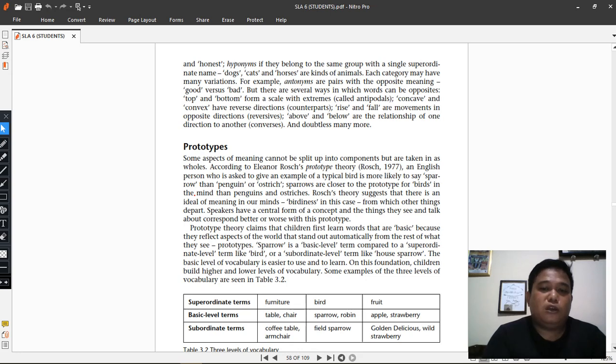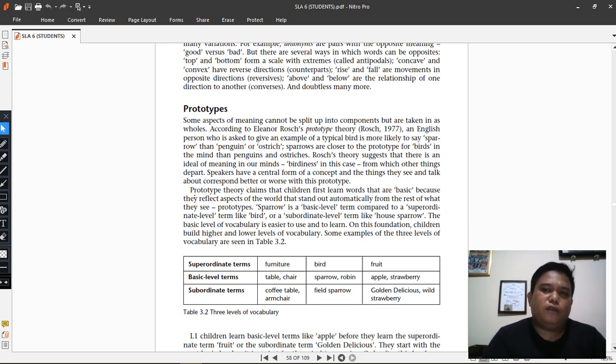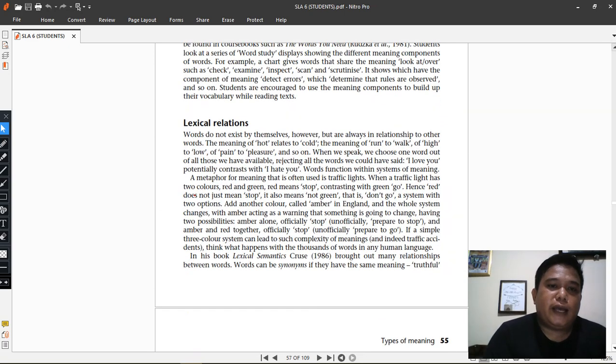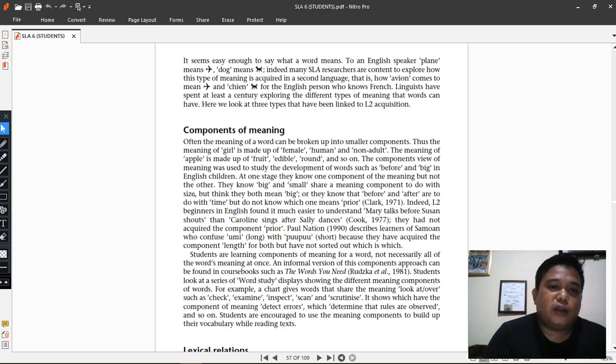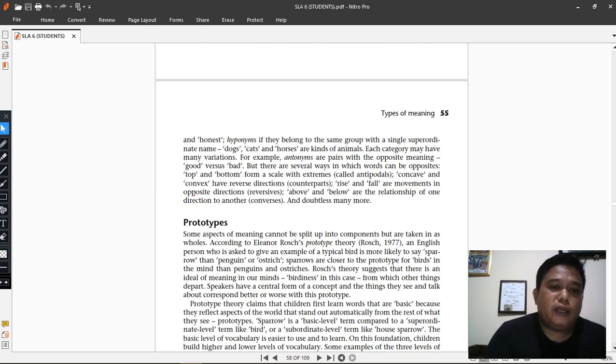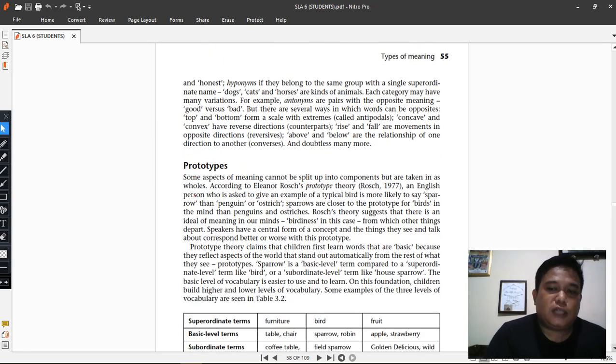Okay, and then here there are prototypes. So what are prototypes? For the lexical, I think you know about this. Lexical is about the meaning, of course. And then we have lexical relation and components of meaning. You just read this; it's about lexical relation and so on. And here we have the prototypes.